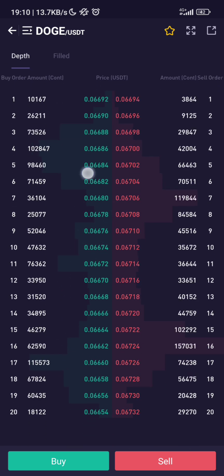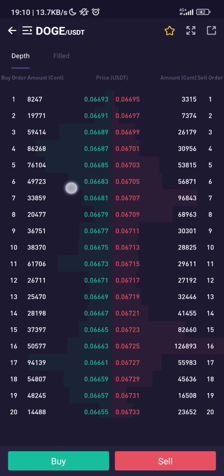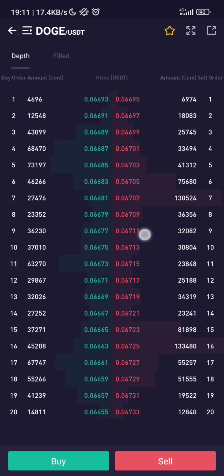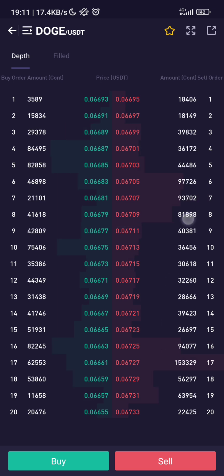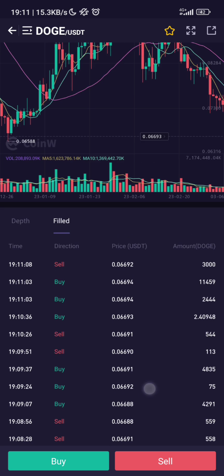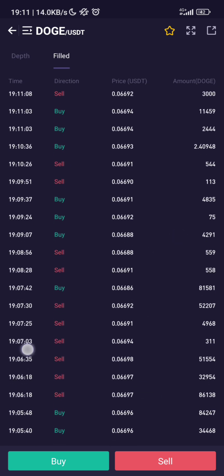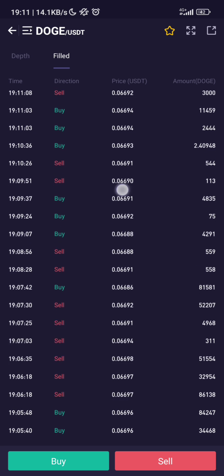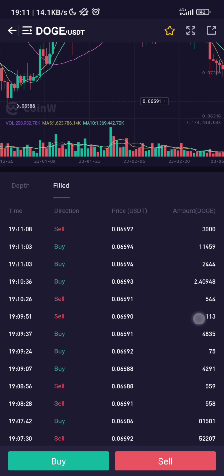Now at the bottom we have orders. These are the buying orders, and this red here, these are the selling orders. These are orders people have currently placed on the exchange. Then this is the trade history of what has happened currently. You can see the timestamp, buy or sell, the amount, the price at which they bought it, and the amount of Doge they bought.